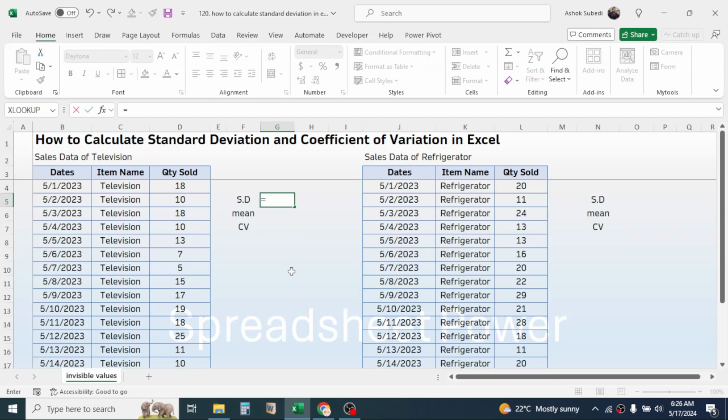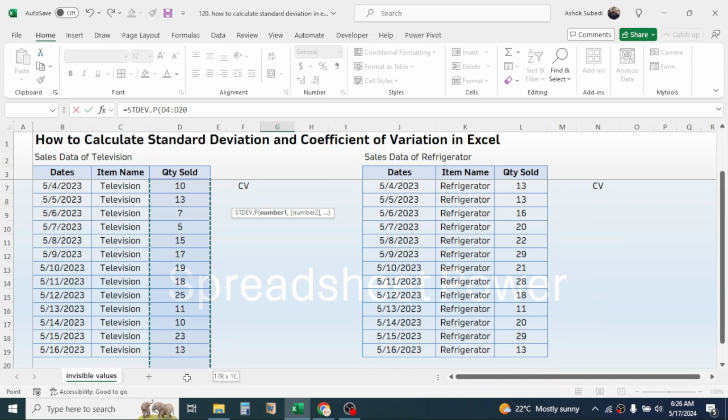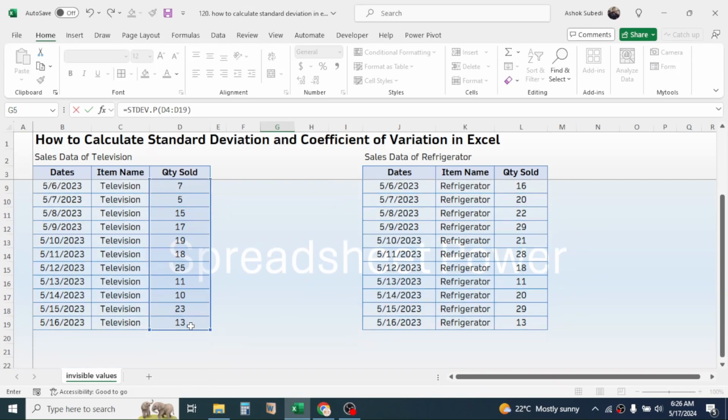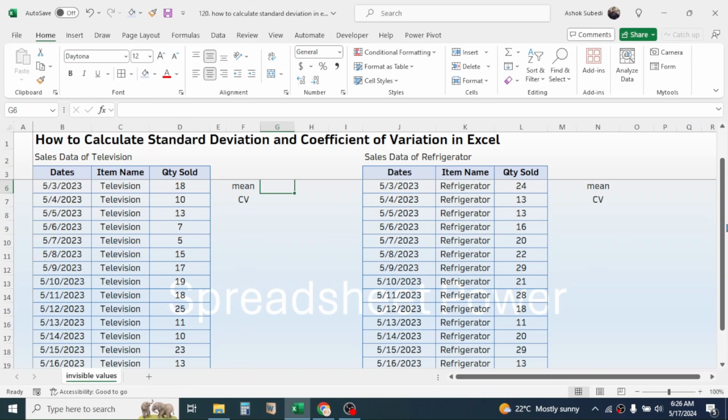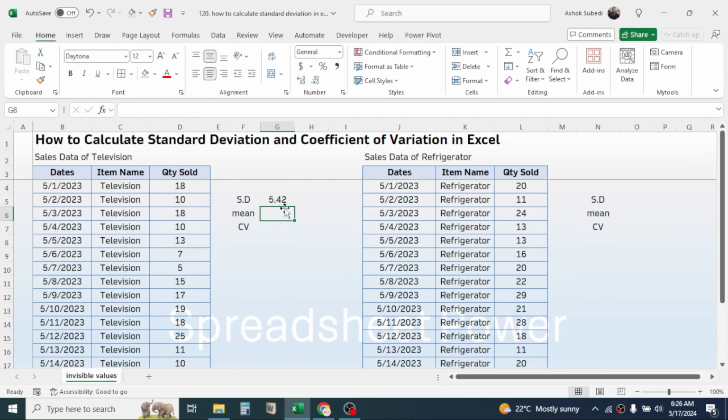Press equal to, type STD. This will suggest two functions, STDEV.P and STDEV.S. So choose this standard deviation for population function, then select the number range or the data range, close bracket, press enter. Now you got the result of 5.42.